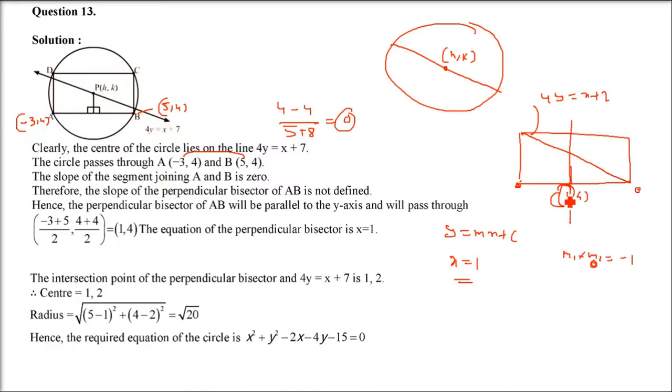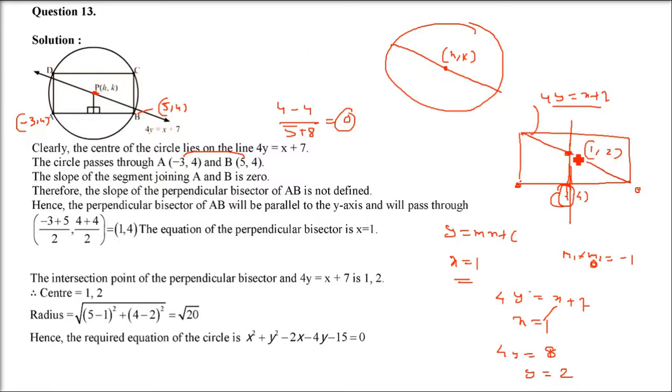So this line is passing through (1, 4), x equals 1. But the line which is the diameter is 4y equals x plus 7. If we find the intersection of these two lines, we will get the center. So I am putting x as 1 in 4y equals x plus 7. So y will become 2. So (1, 2) is the h and k we wanted. So this is the center.